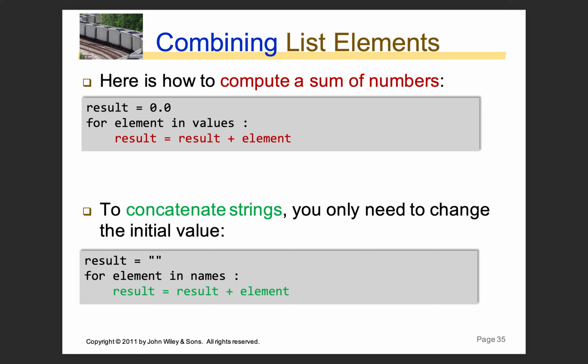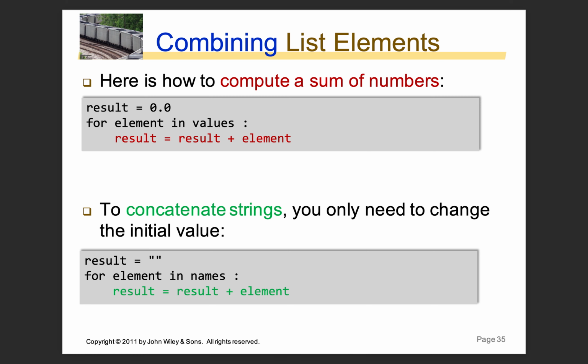Combining list elements. If we didn't want to use the sum function that we've seen before, we could do it manually using a for loop: result equals 0, for element in values, so looping through the elements in the values list, result equals result plus element. Initially we have 0 plus something, and that gets stored in result, and then we go on to the next element in values and add that on, and so on. This will sum up all the values in the values list.